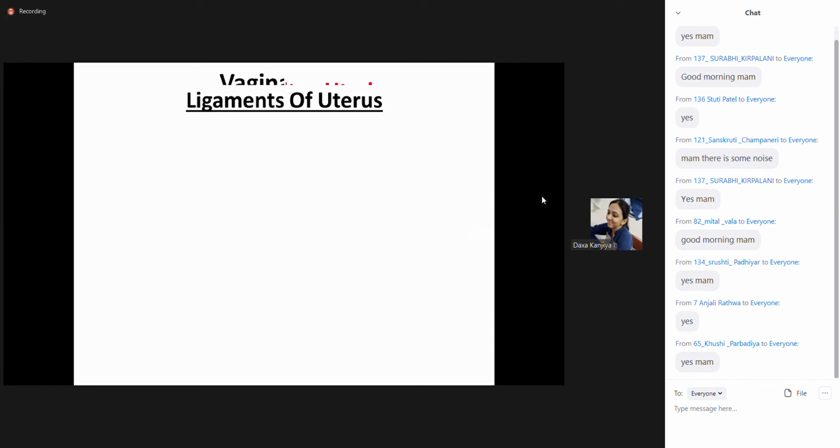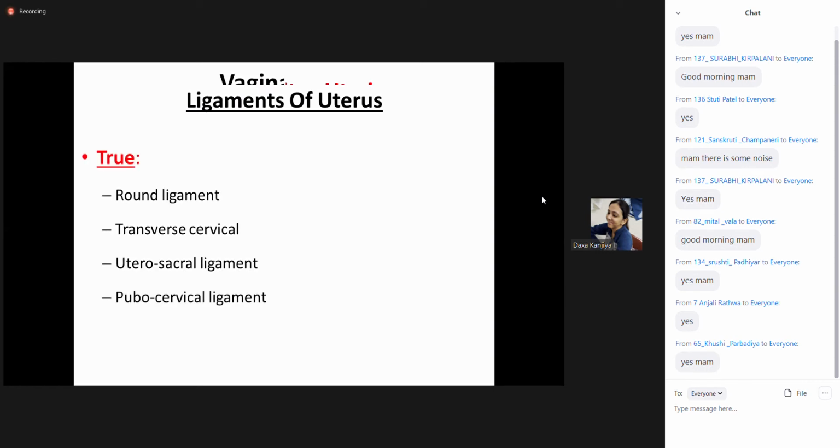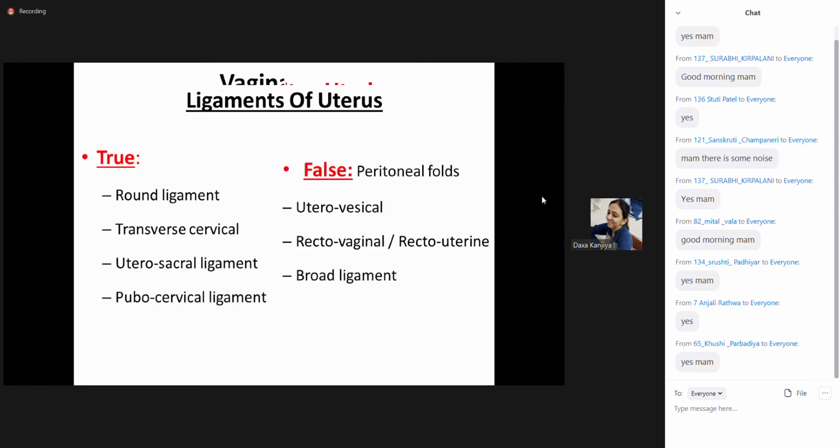Now the most important part of the uterus, these are the ligaments of the uterus. Ligaments are divided into two parts, true ligaments and false ligaments. True ligaments are the round ligament of the uterus, transverse cervical ligament, uterosacral ligament, and pubocervical ligament. False ligaments are nothing but the peritoneal folds between the uterus and various other viscera, like the uterovesical fold, rectouterine fold, and broad ligament. So remember, the broad ligament is not a true ligament, but it is a peritoneal fold.